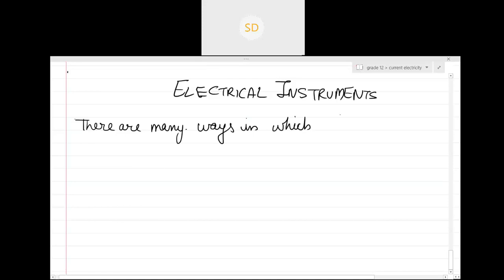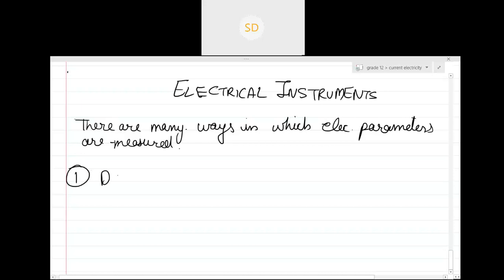Basically, what are electrical instruments? Electrical instruments are the setups or apparatus used to measure certain electrical parameters. There are many ways in which these electrical parameters, it can be potential difference, it can be current, are measured. For example, there are these things called deflection type meters. Whenever you want to measure something, they will give you a certain deflection in the needle, right? So those are your deflection type meters.